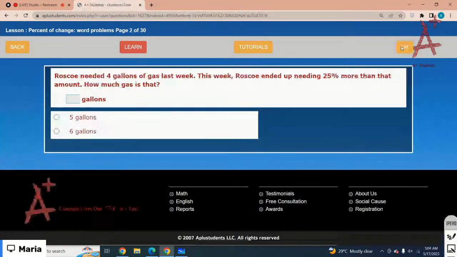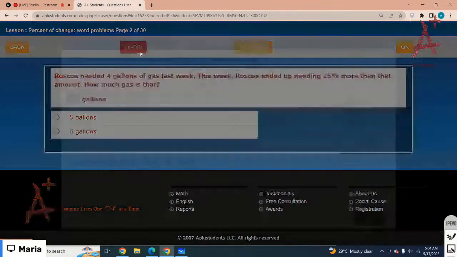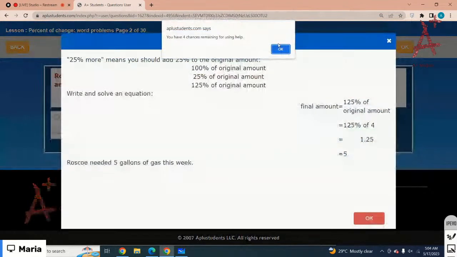Okay, Roscoe needed 4 gallons of gas last week. This week, Roscoe ended up needing 25% more than that amount. How much gas is that? Okay, now it is 25% more. Got it? So how do you calculate?